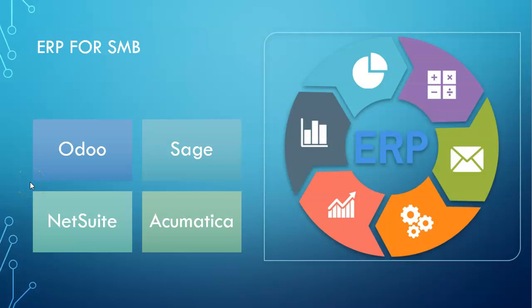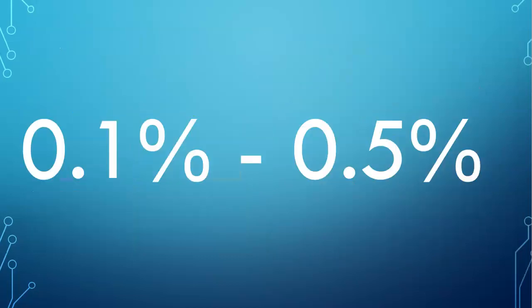Now let's take a look at your ERP programs, your enterprise software. Now we're looking at Odoo, Sage, NetSuite, Acumatica. These might seem enticing because they have all of the components in one software together. No integrating, no talking from one system to another. However, the challenge for small business owners is budget.